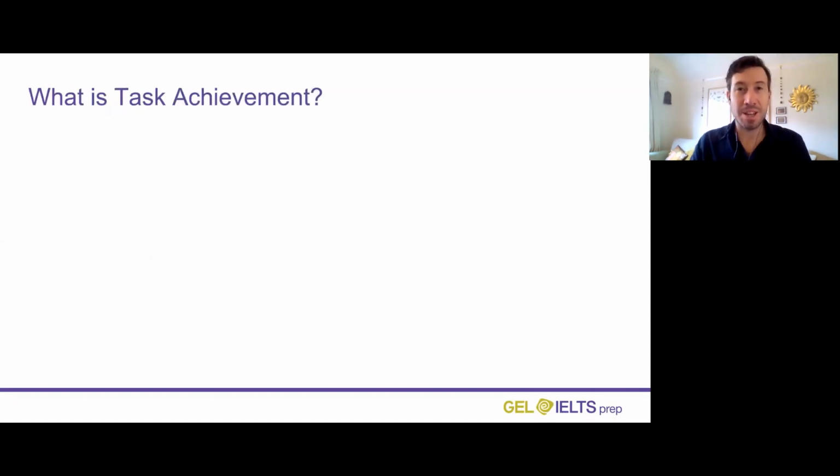So let's start by looking at what is task achievement. Well, task achievement is how well you fulfill the instructions in the task. We're going to see what we mean by this in more detail.